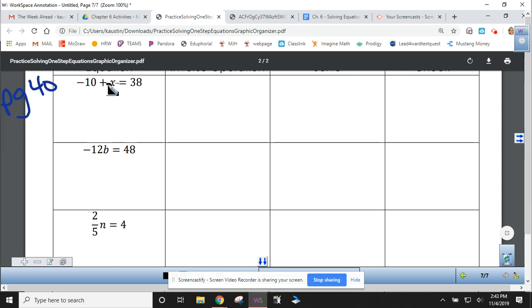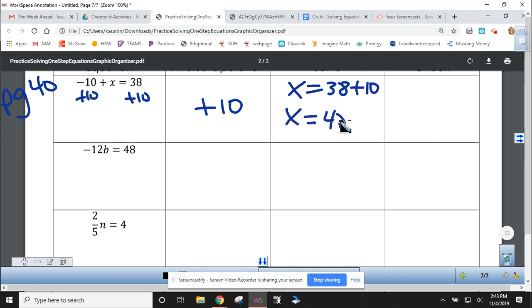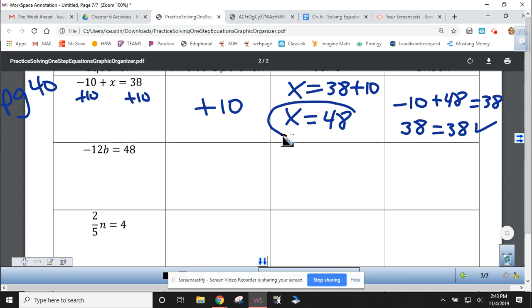Same process. I'm trying to get x all alone. The opposite of negative 10 or subtracting that 10 is to add it. I'm adding 10 to each side. So now I have x equals 38 plus 10, which is 48. And I put that back in my calculator to verify that's a true statement. So that's your solution.